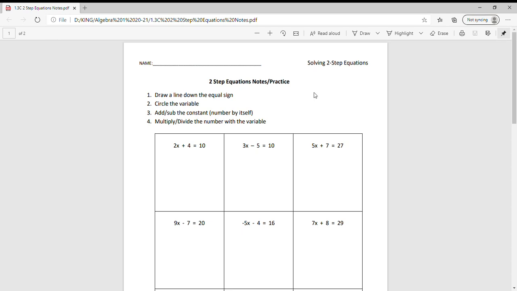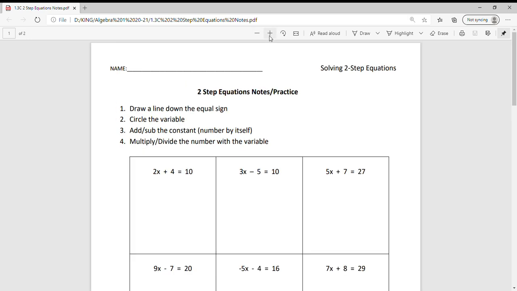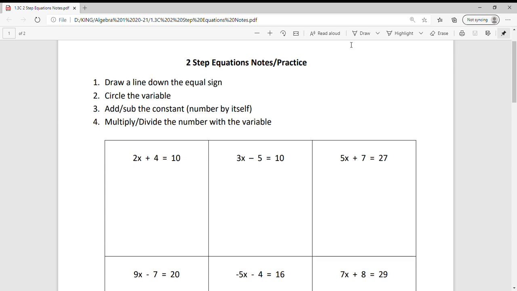Okay, so today we're going to go through some more two-step equations. I thought we needed just one more day of them before we move on to some more difficult ones. And so I actually like this worksheet better than the one that's in the book. And so that's why I picked this.